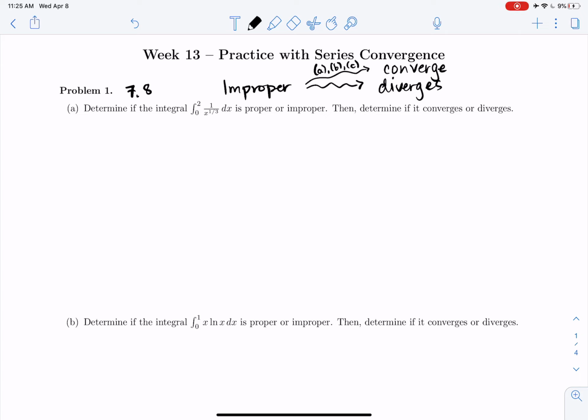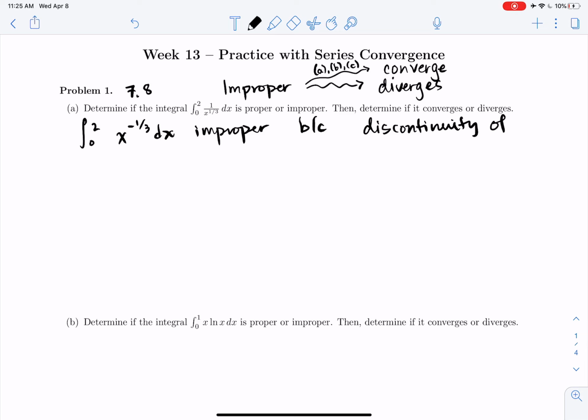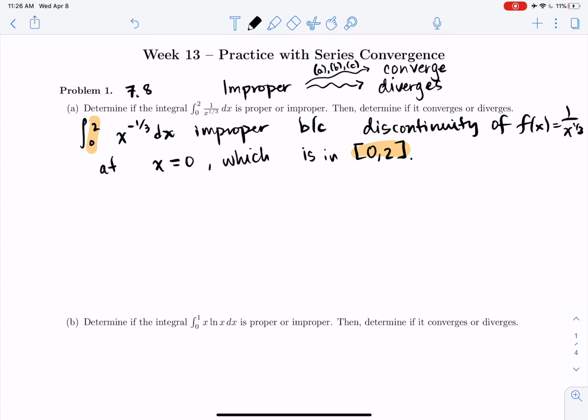So this integral from 0 to 2 of, I'll rewrite it as x to the minus 1/3, it's improper. And the reason it's improper is because there is a discontinuity of the function that we're integrating. There's a discontinuity of 1 over x to the 1/3 at one of the x values in our limits of integration, which is the closed interval from 0 to 2. Anytime there's a problem spot, whether it be at the endpoints or within the interval, you've got an improper integral.